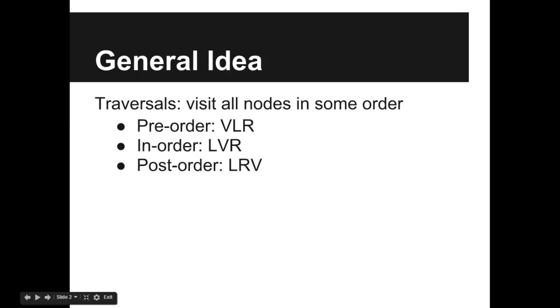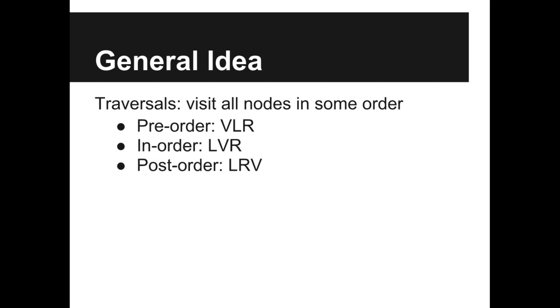Today I'm going to talk about tree traversals. The idea behind traversal is to just visit all of the nodes in a tree in some order. We have pre-order traversal or VLR, which means visit, go to the left, go to the right. In-order traversal or LVR, which means go to the left, visit, go to the right. Post-order traversal, which is LRV, which means go to the left, go to the right, then visit.